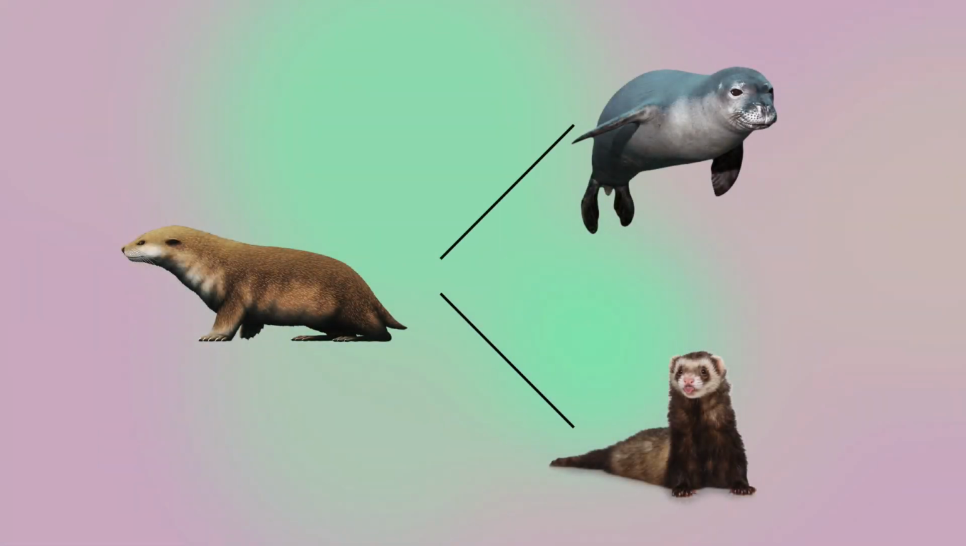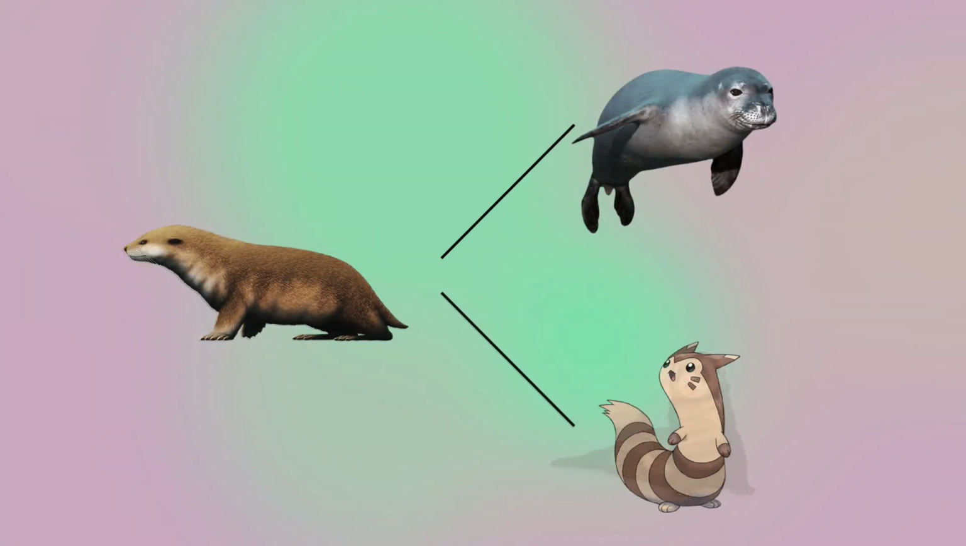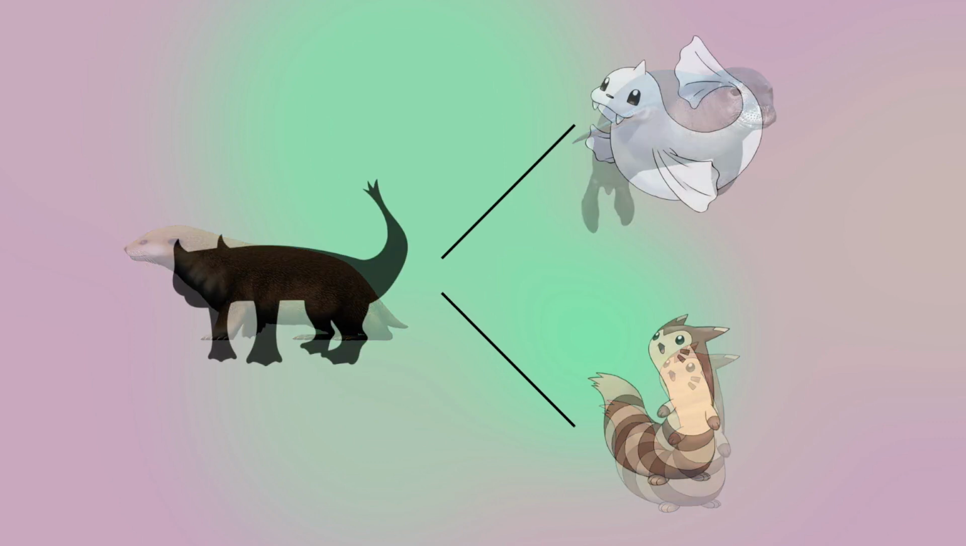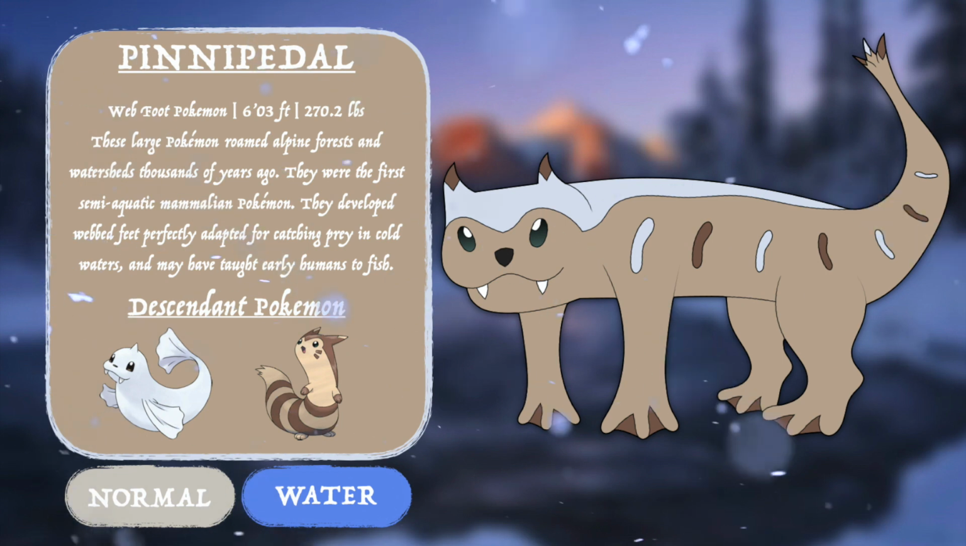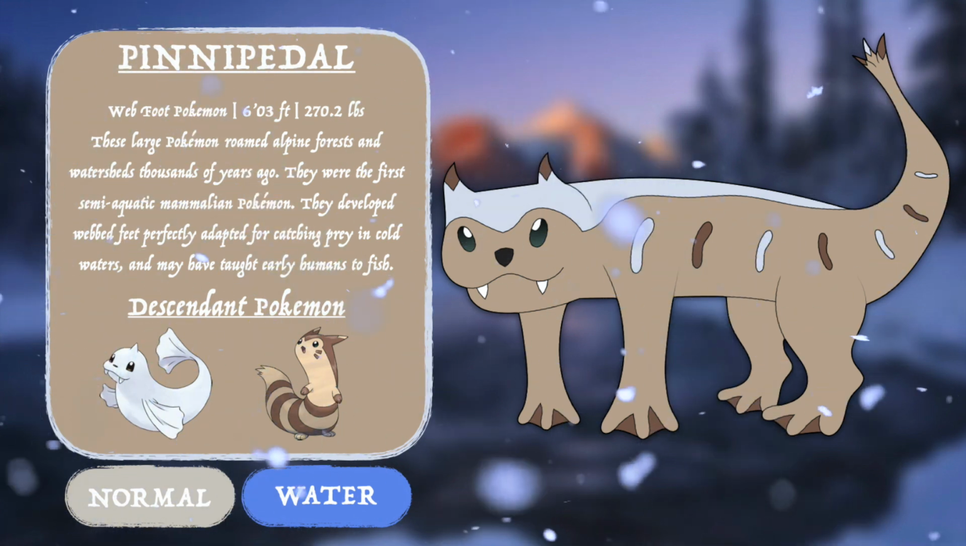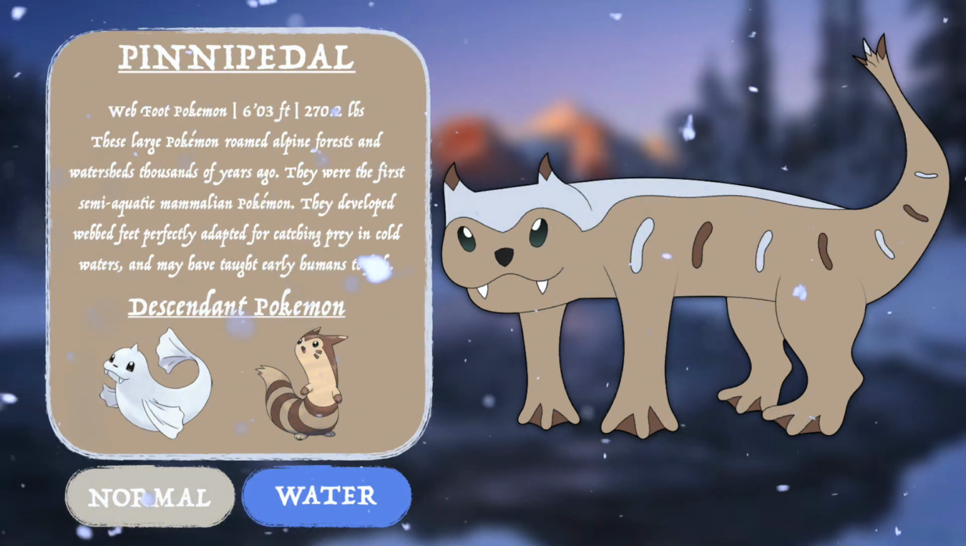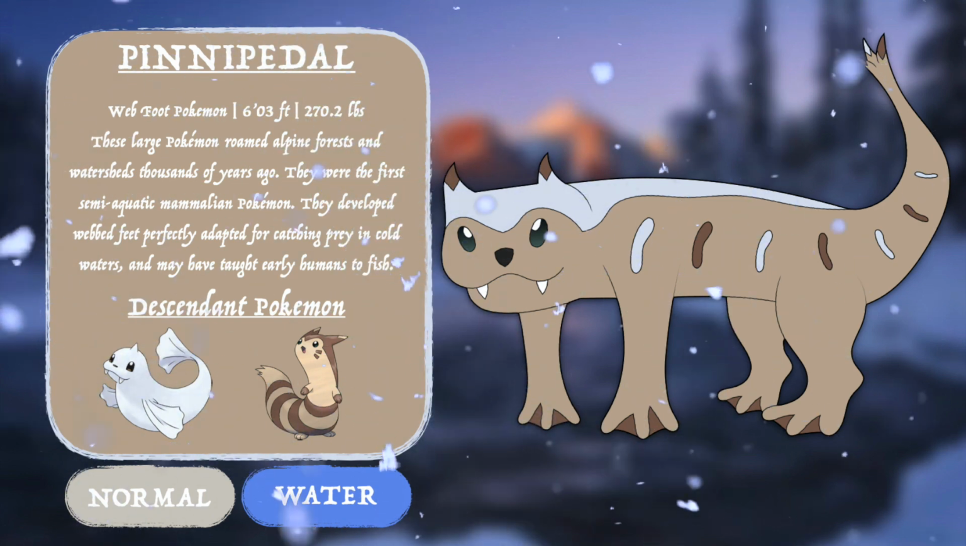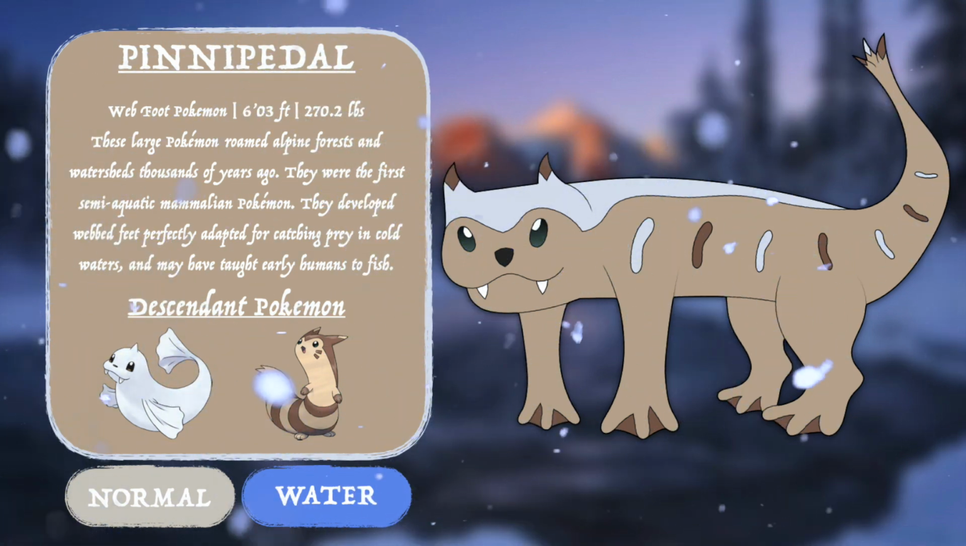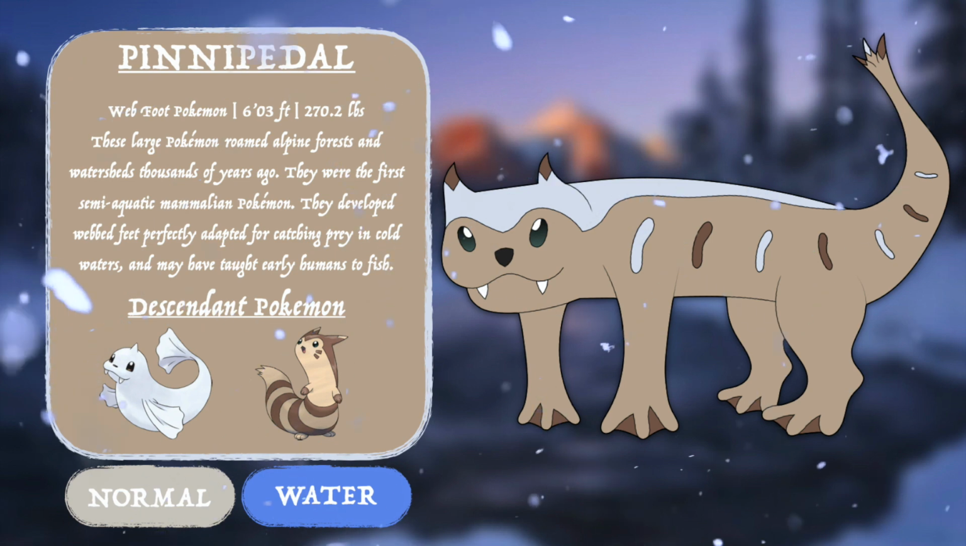So why don't we combine one mustelid Pokemon, Furret the Ferret, with one pinniped Pokemon, Dewgong the Seal. All of that gave us Pinnipedal, the webfoot Pokemon, from pinniped and pedal, a term indicating the use of feet. These large Pokemon roamed alpine forests and watersheds thousands of years ago. They were the first semi-aquatic mammalian Pokemon.